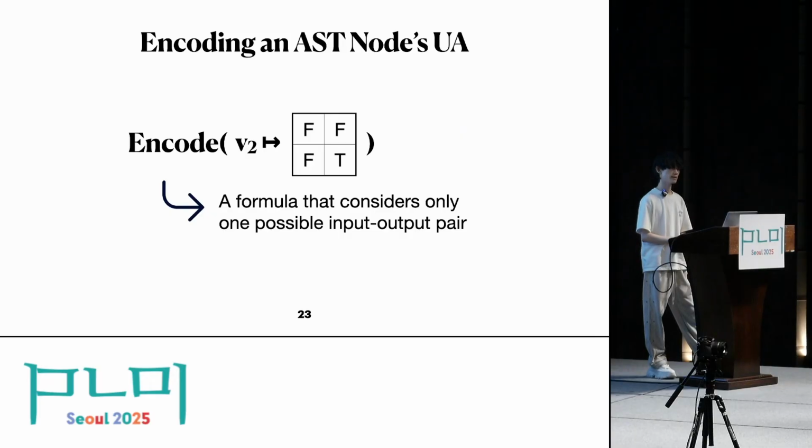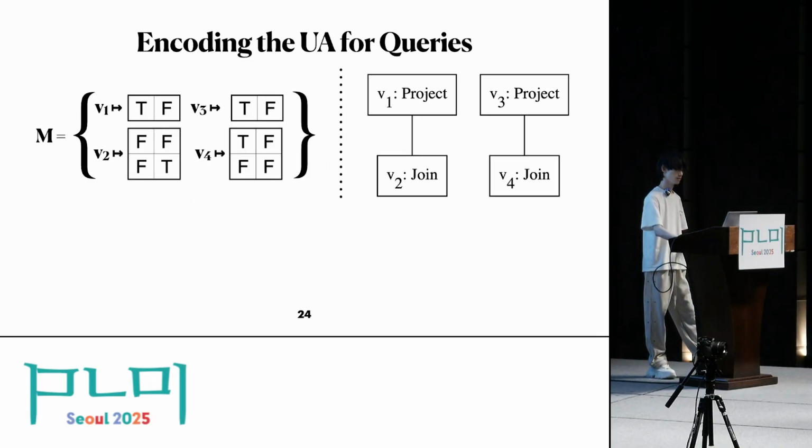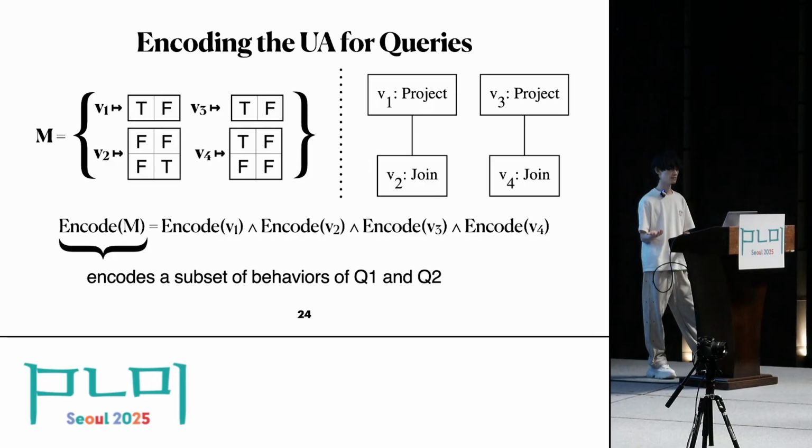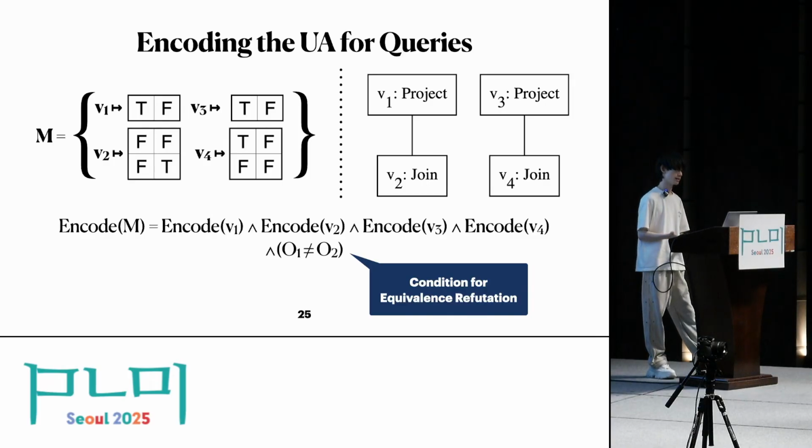This under-approximation for the operator can be encoded as an SMT formula, which encodes one particular input-output behavior specified by the under-approximation for this operator. Then, to encode the under-approximation for queries captured by M, we conjoin the encoding for each AST node in the queries. As a result, the final formula also captures only a subset of query behaviors. Finally, we append the property that states the output of the two queries should be different. If the formula is satisfiable, the model will give us an input database that meets our application property.